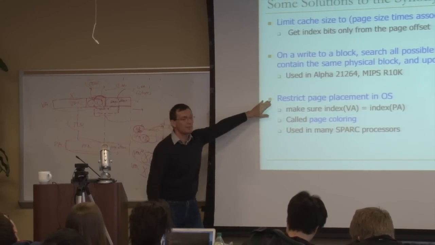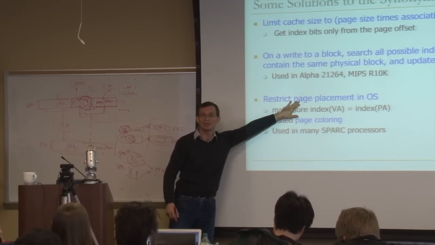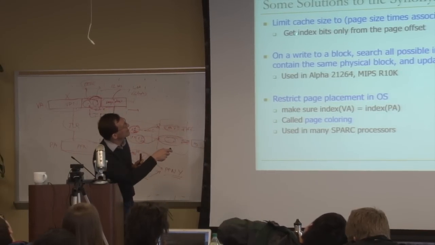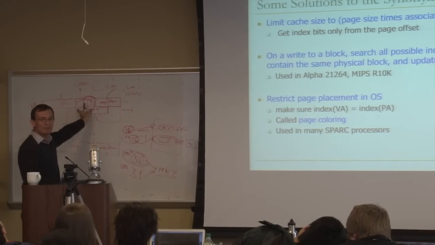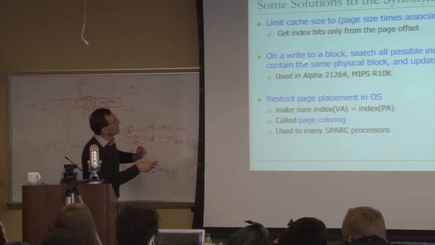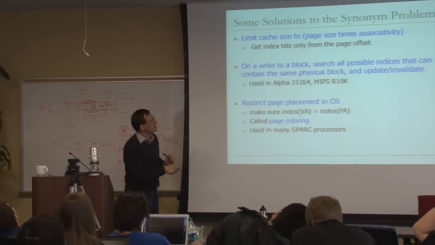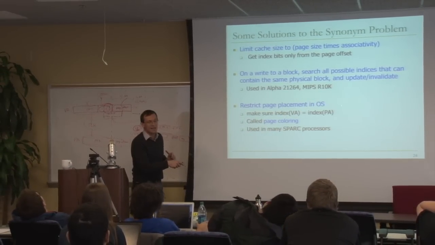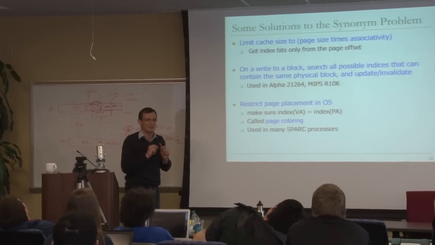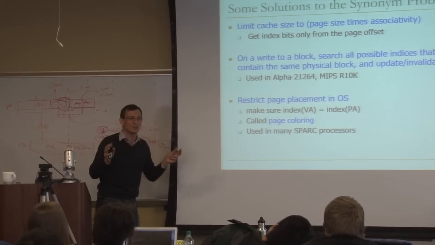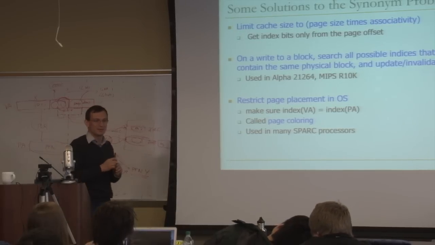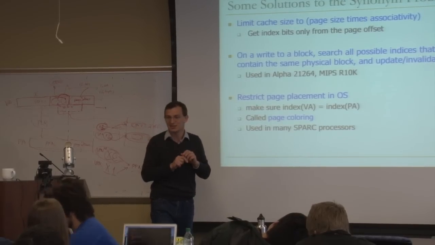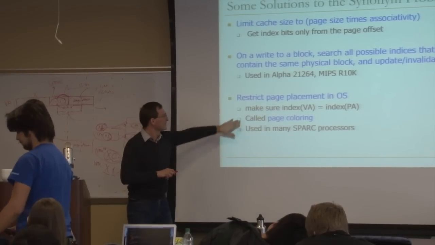So another solution to the problem is to modify or restrict the software such that this doesn't happen. The first solution was to restrict the cache size such that index bits do not come from the virtual page number. The other solution is to restrict the page placement in the OS such that the index bits of the virtual address are always the same as the index bits of the physical address. Does that make sense? This way, you ensure that you never have this problem, because the indices coming from the virtual address are exactly the same as the indices coming from the physical address. And the OS can do that, right?